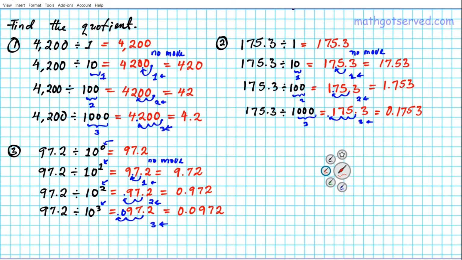Okay, so what is the rule here? All right, let's take a look at what the rule is now. For question 4, what is the rule here? What's the rule for dividing by powers of 10?